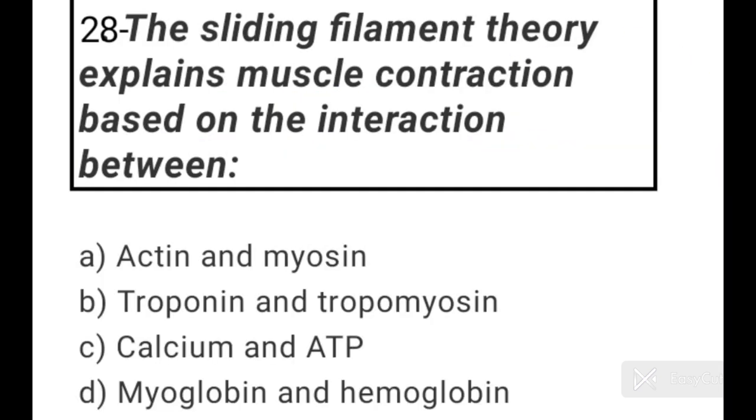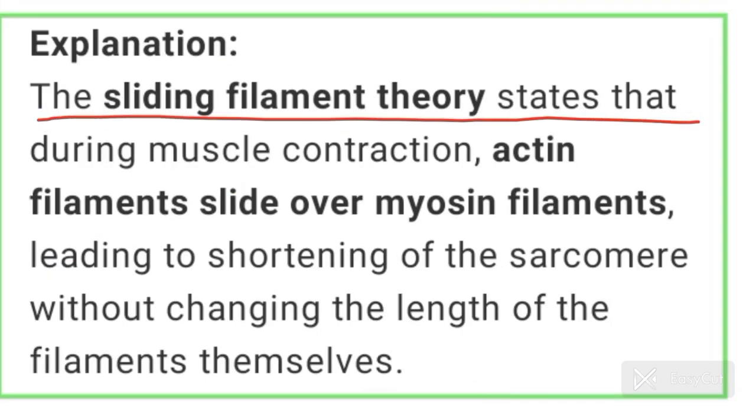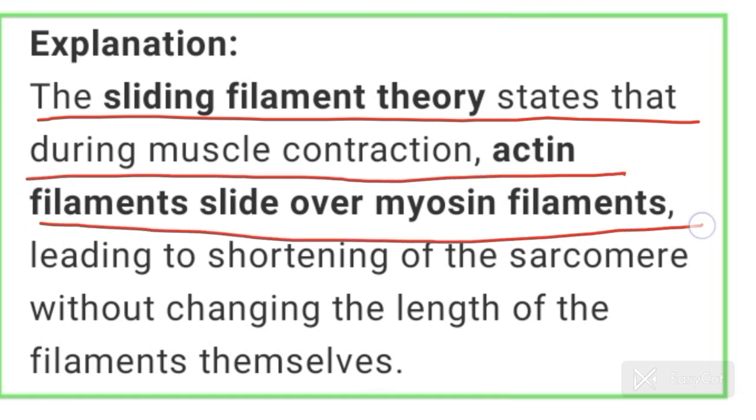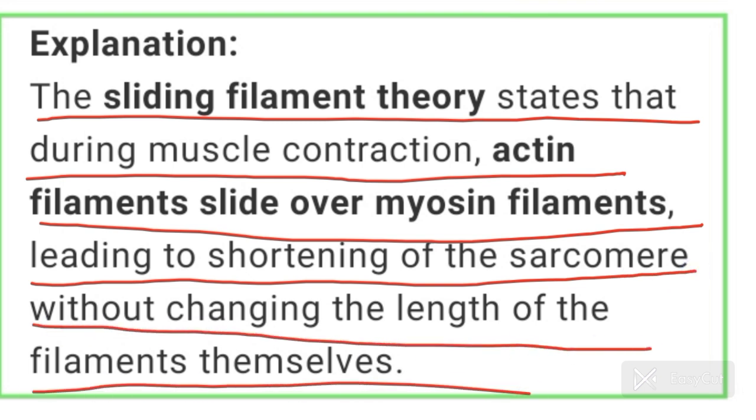Question number 28. The sliding filament theory explains muscle contraction based on the interaction between actin and myosin filaments. So option A is correct for question number 28. The sliding filament theory states that during muscle contraction, actin filaments slide over myosin filaments, leading to shortening of the sarcomere without changing the length of the filaments themselves.